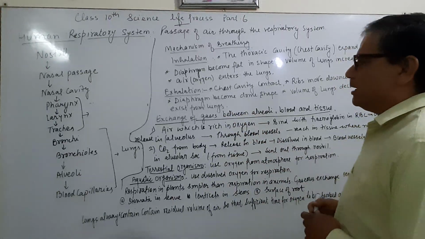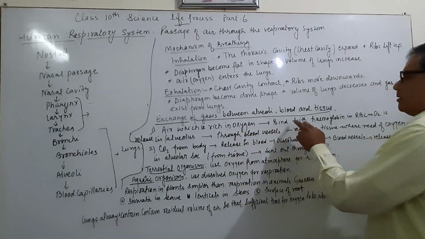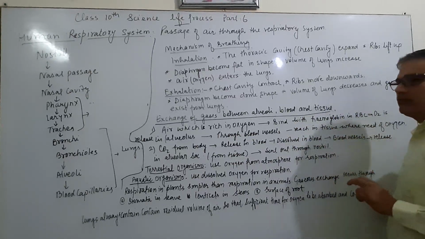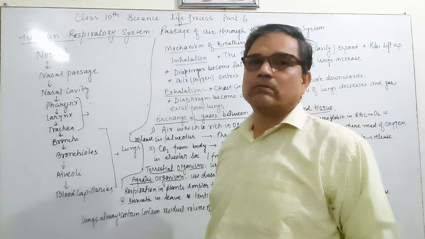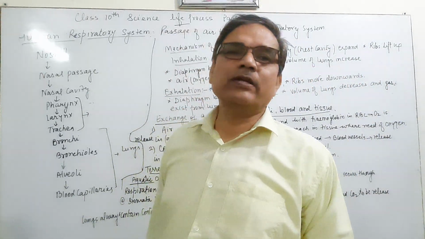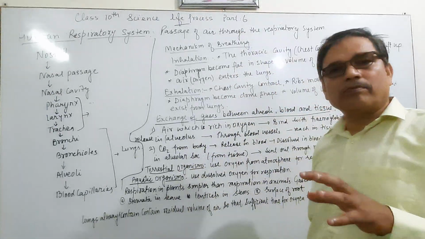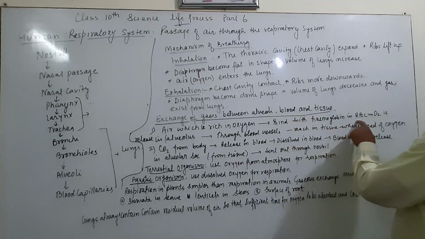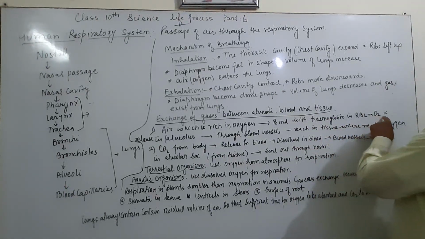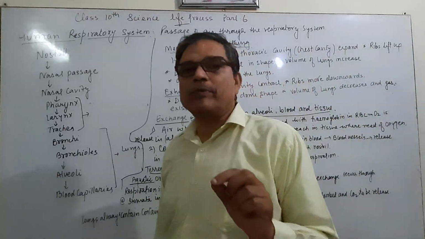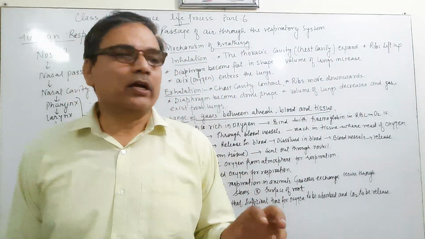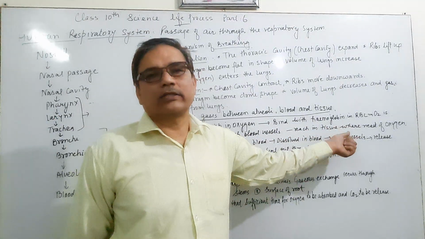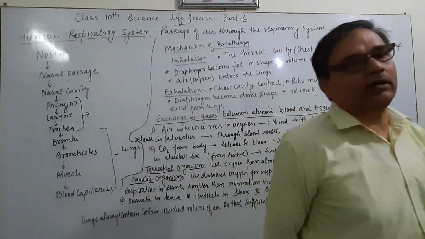Exchange of gas between the alveoli and the blood: when air which is rich in oxygen binds with hemoglobin in RBC, what is hemoglobin? Hemoglobin is the respiratory pigment. This oxygen reacts with hemoglobin, the respiratory pigment present in RBC. Then oxygen is released in the alveoli, due to which the oxygen through the blood vessels reaches the tissue or the cell where oxygen is needed.